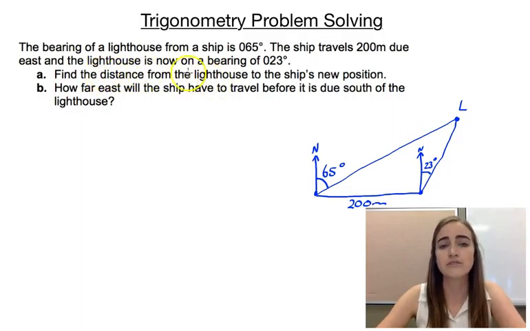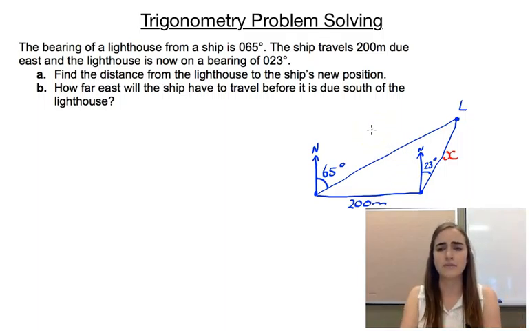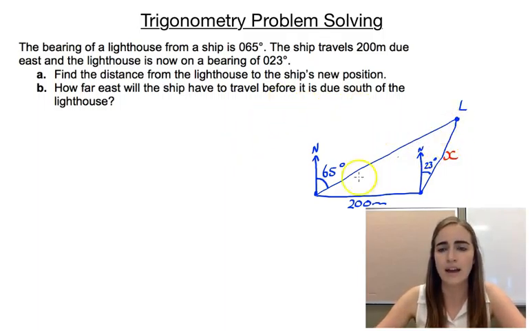The first question asks us to find the distance from the lighthouse to the ship's new position. So that's the length of this side of the triangle here. That's x, the distance we're trying to find. Now to do that, we're going to need some angles inside this triangle. So let's try and find this one. If we know that this is 65 degrees and this is coming due east, this whole angle here needs to be 90 degrees. So we can go 90 minus the 65, and that'll tell us that that angle in there is 25 degrees.